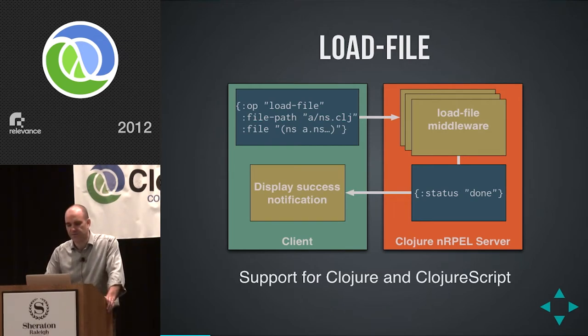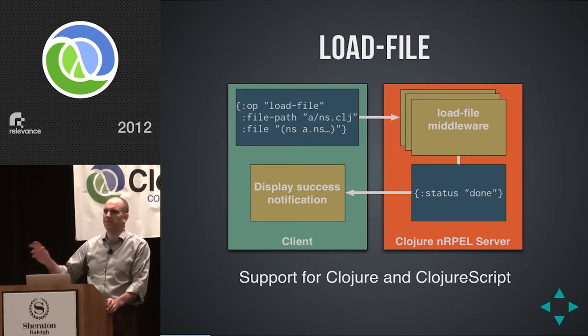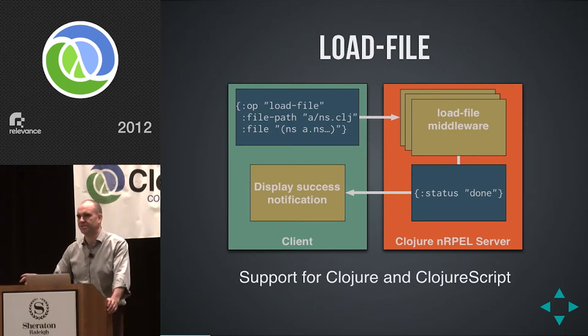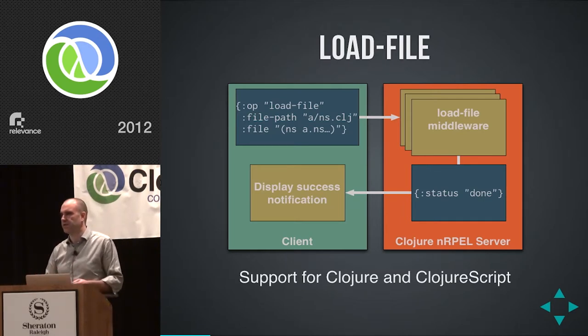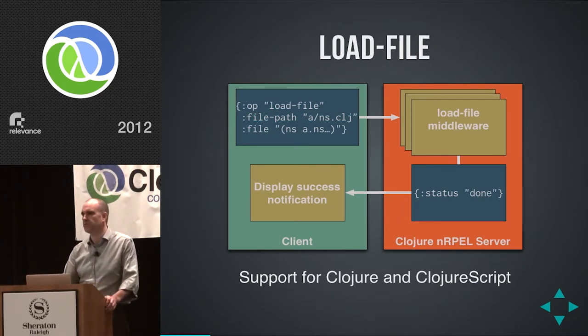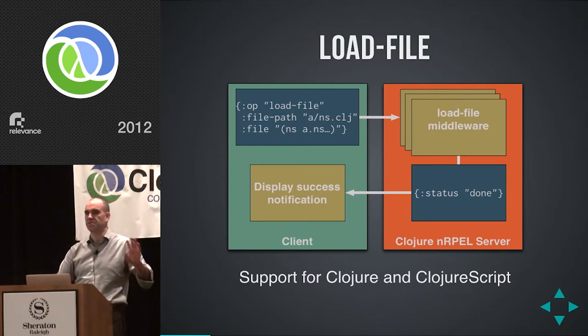Now, there are a couple of interesting aspects to this. The first is that you can have a client that can support multiple versions of Clojure on the user process side. So whether you're running Clojure or ClojureScript, your client can just say load file, and the actual code that gets executed can be different in the two cases. So it allows you to work with different variants of Clojure with the same client without having to modify the client.